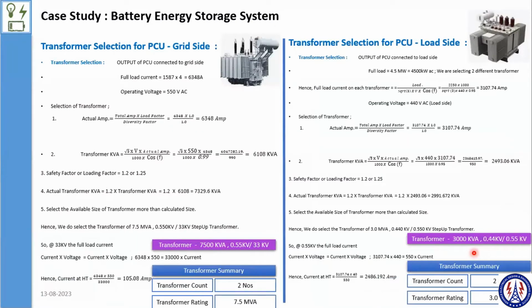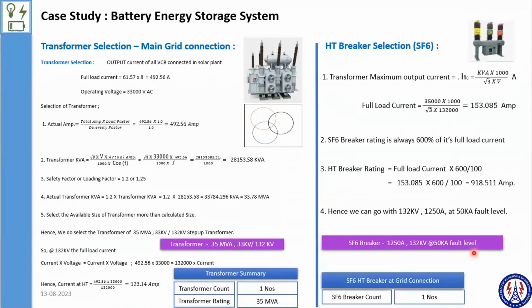Now there are 2 more transformers we need to select, and where they are going to be used. Before addressing this, I'll just show you the outlay so that you can realize where we are and what the remaining portion to address is.